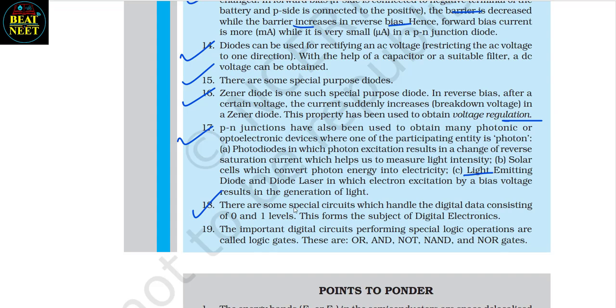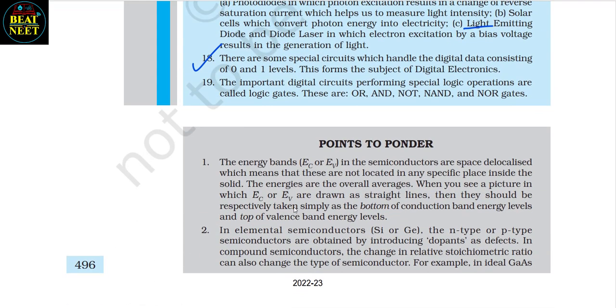This forms the object of digital electronics. Number 19, the important digital circuits performing special logic operations are called logic gates. These are OR, AND, NOT, NAND and NOR gates. Now there are some points to ponder.